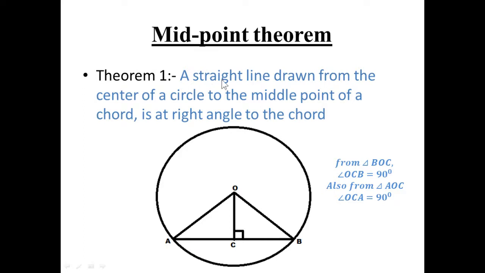The first theorem says that a straight line drawn from the center of a circle to the middle point of a chord is at right angle. As you can see in this circle, we have radius AO, radius OB, and a chord AB. A line is drawn from the center O to point C, which is the middle of the chord AB. The theorem is saying that the angle formed here is 90 degrees. That is, when you draw a line from the center of a circle to the middle of a chord, the angle formed there is going to be 90 degrees.